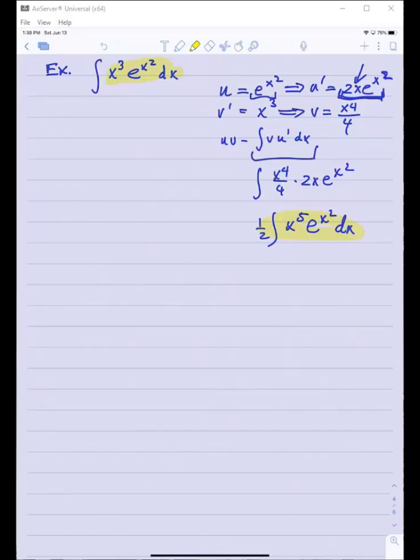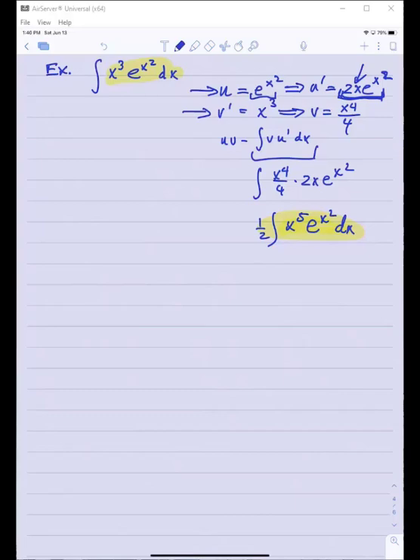Okay, you can see in this example, with the way I've chosen these, this integral is actually worse than what I started with. Worse in the sense that that's an x to the 5th power instead of an x to the 3rd. So this shows you how mischoosing the u and the v prime could actually lead you to something that's, let's say, even further away from the solution than you were when you started. All right, so what could I do from there? Well, picking the u to be the exponential and picking the v prime to be the polynomial was no good.